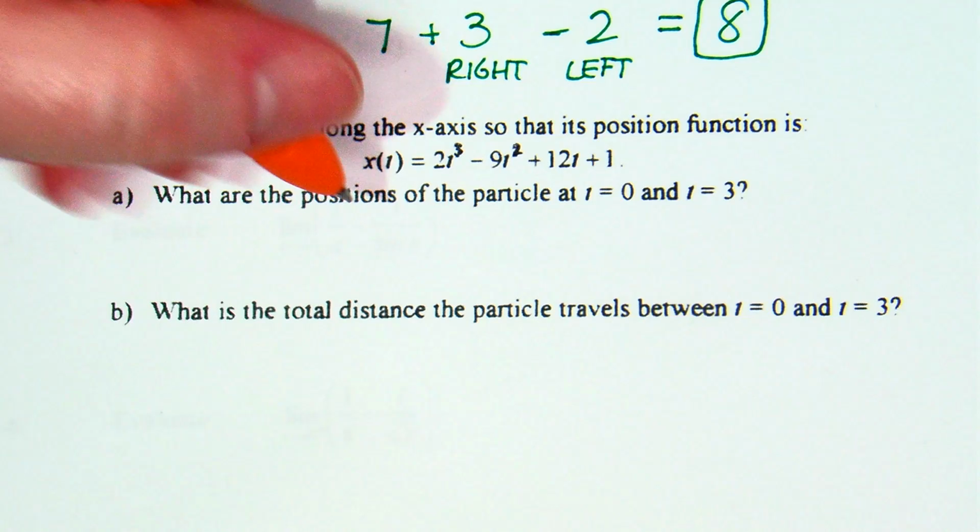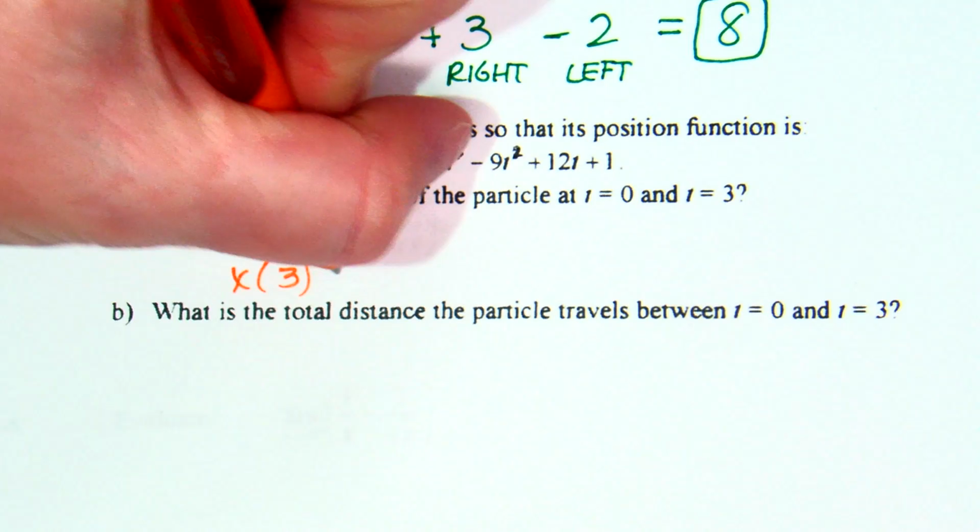I'll do 0, Trevor can do 3. Darn it. I was going to do 0. So I'm trying to find x of 0 and x of 3. Daryl just claimed 0 and is forcing Trevor to do 3.